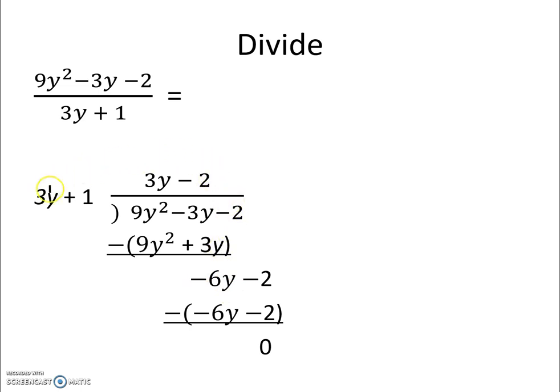A negative 2 times 3y is a negative 6y, and a negative 2 times a positive 1 is a negative 2. Again, we have to subtract that quantity, and when we do a negative negative, this guy becomes a positive 6y. A negative 6y plus 6y, that first term goes away, which we know is what we look for. Minus minus 2, in this case, the 2 also goes away, which tells us that 3y plus 1 times 3y minus 2 would give us 9y squared minus 3y minus 2.